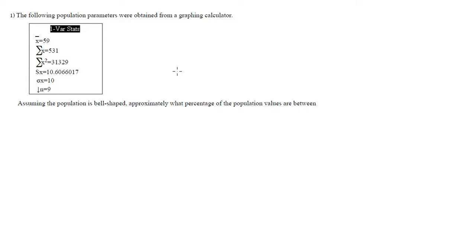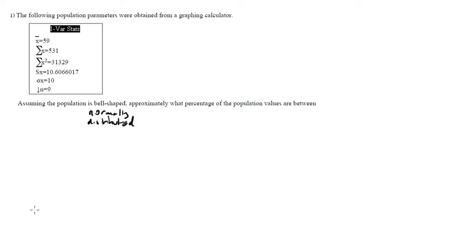But here, the problem is cut off, but I can give you an idea of what kind of thing would be asked here. So assuming the population is bell-shaped, another way of saying that is normally distributed. Bell-shaped, normally distributed, essentially we're saying the same thing. Approximately what percentage of the population values are between, and then two values here. So let's talk in general about the normal distribution.